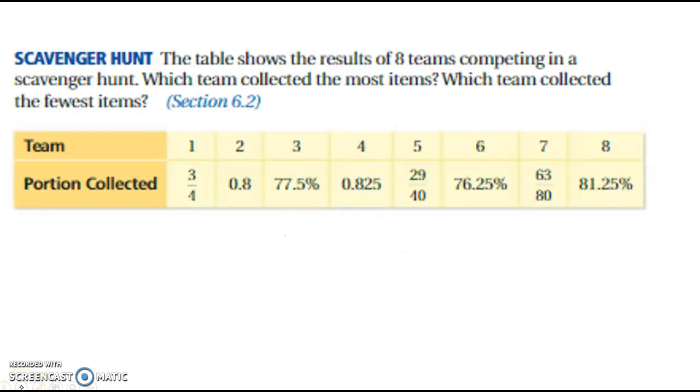Here it says, the table shows the results from 8 teams competing in a scavenger hunt. Which team collected the most items? Which team collected the fewest? So here you're actually answering 2 different questions. Which team collected the most? And then also which team collected the fewest. So 2 different answers. Again, we're comparing our numbers here. So you can either change them all into fractions, change them all into decimals, or change them all into percentages, whatever you think is easiest.